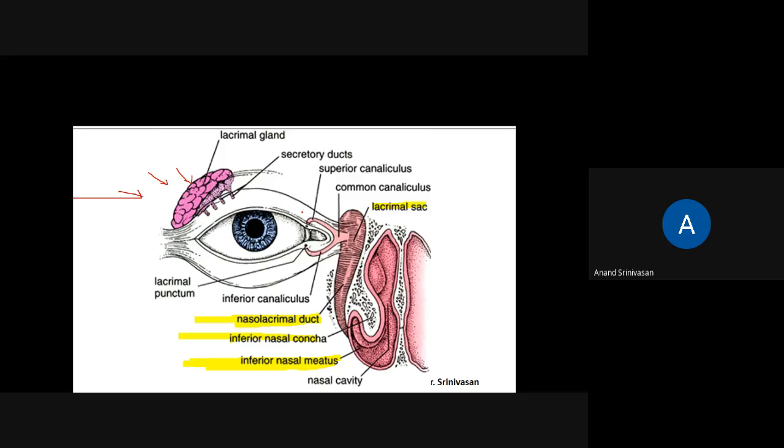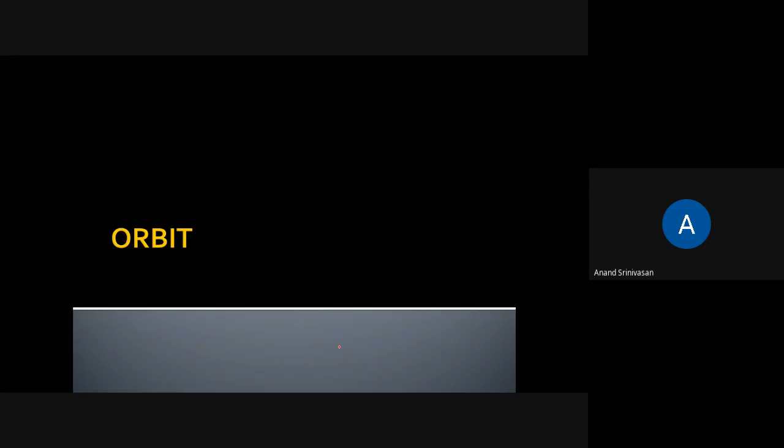Where they are secreted, and how the lacrimal gland secretions are sent into the nose. What is the link between the eye and the nose? Any doubts? All right, the next one is the orbit.